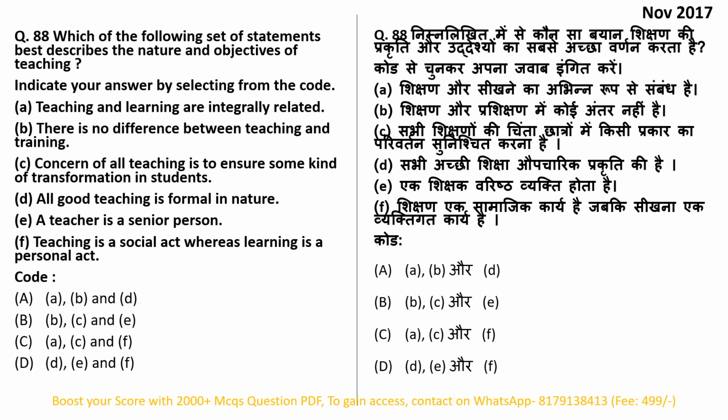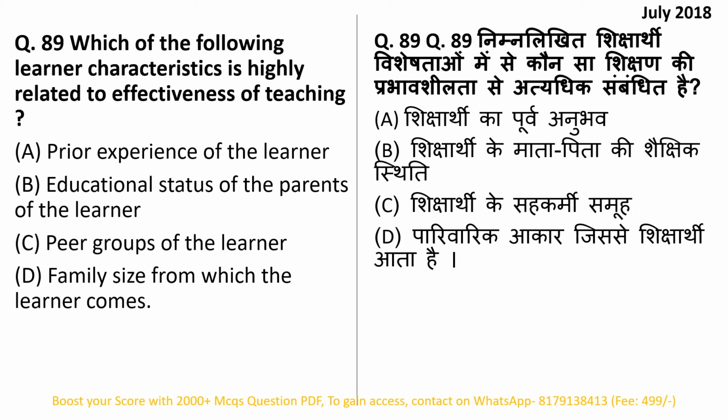Which of the following statements best describe nature and objective, means aim, of teaching? The right answer is A, C and F. Teaching and learning are integrally related. Yes. Concern of all teacher is to ensure some kind of transformation. Teacher wants modification of behavior. Teaching is social act while learning is a personal act. Okay, teacher is working. It is giving a lot to the society, and learning is like only one person is getting the knowledge. So learning is a personal act.